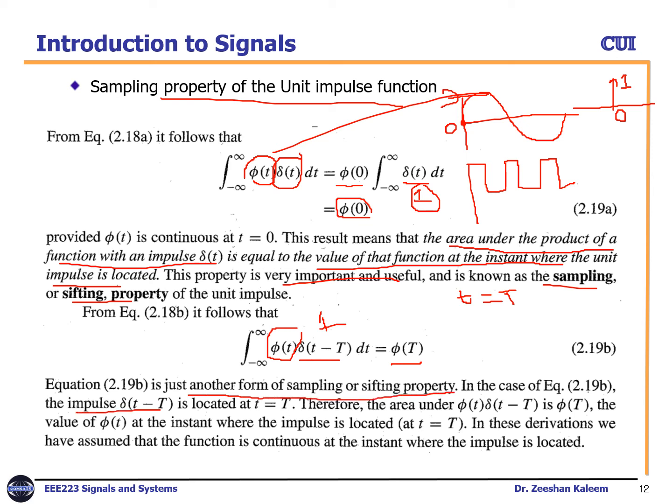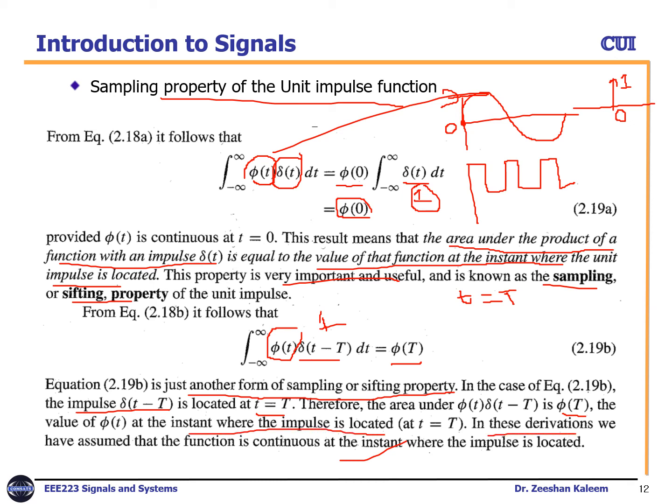In this case, the impulse, which is equal to 1, is located at time t equals T rather than t equals 0. Therefore, the area under phi t into delta t minus T is phi capital T. Right? And this should be easy to see. For example, if you multiply any signal with 1, in the end you will get the output with the value of the signal, because 1 will not affect the output, right? So it gives the value of phi t at the instant where the impulse is located.